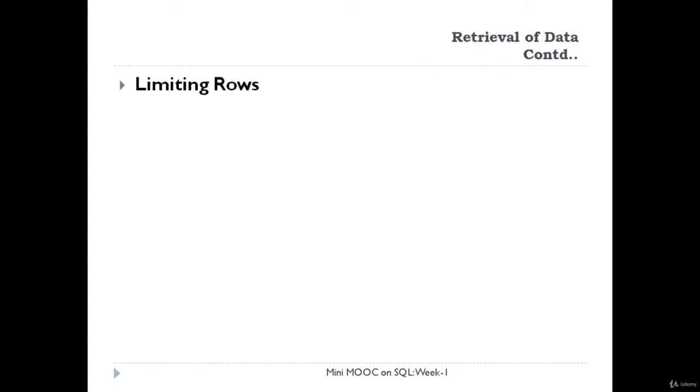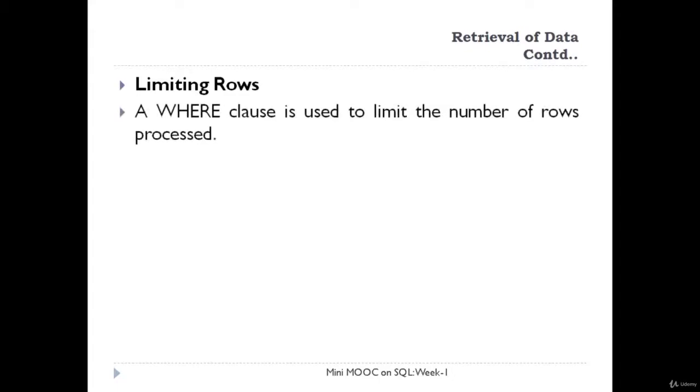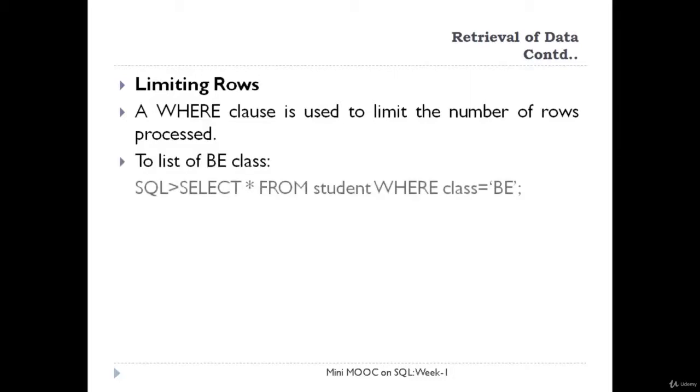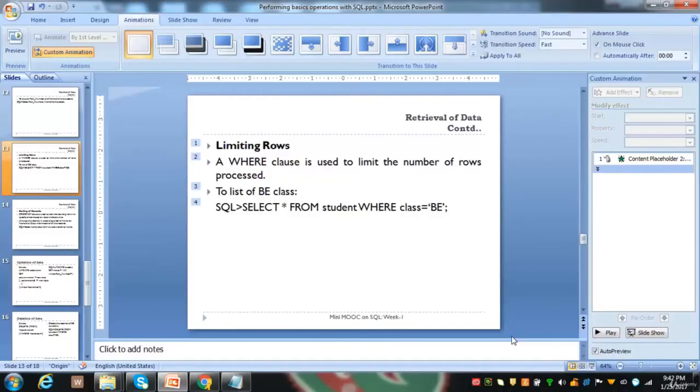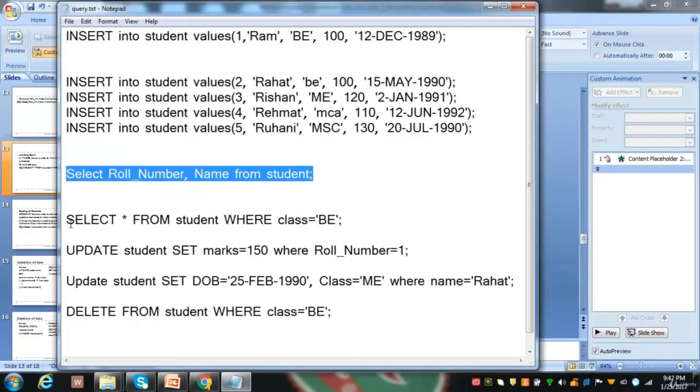Sometimes we wish to list a limited number of records based on some condition. Then we can use the where clause. To display the information of BE class, we can use select star from student where class equal to 'BE'. Let us execute this statement.